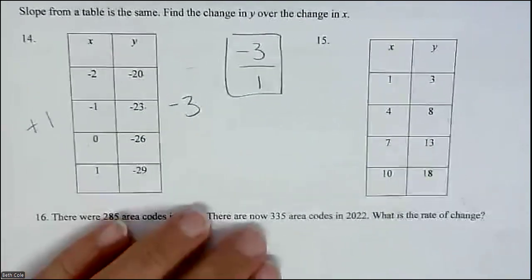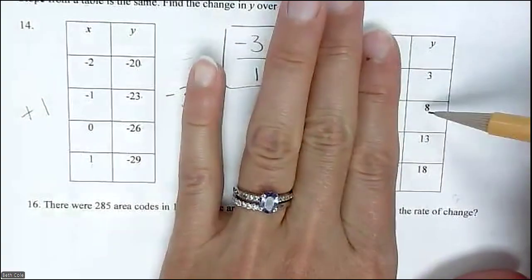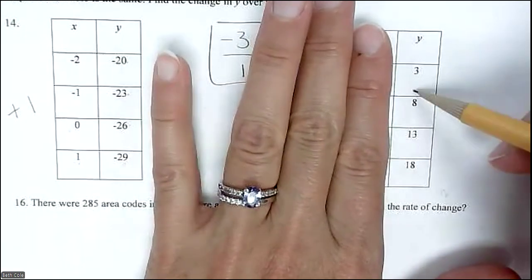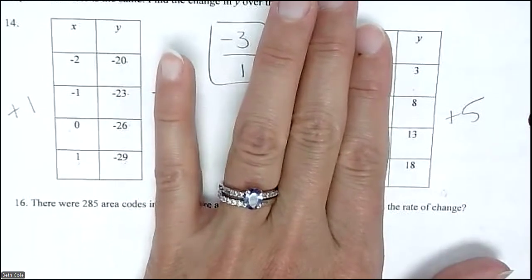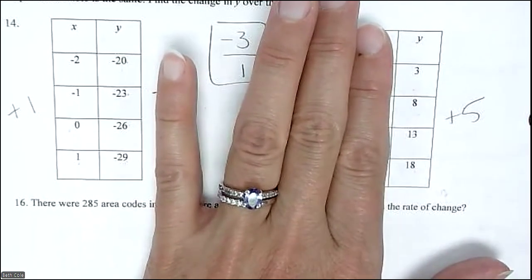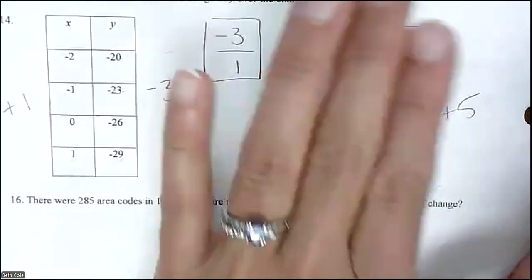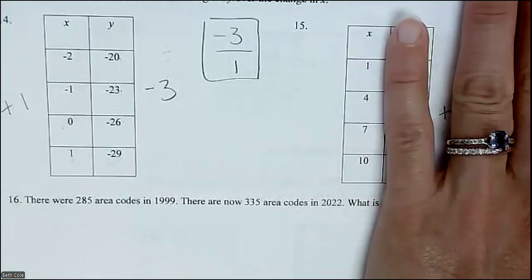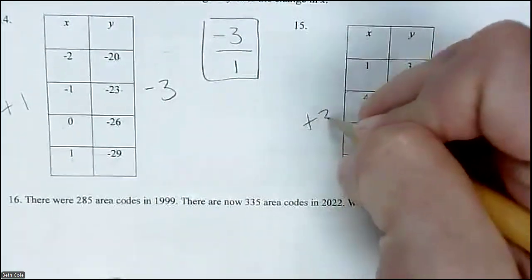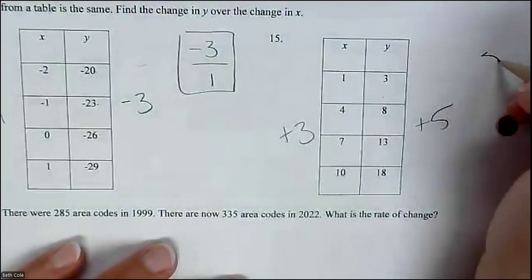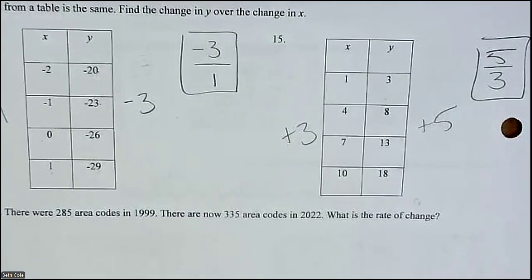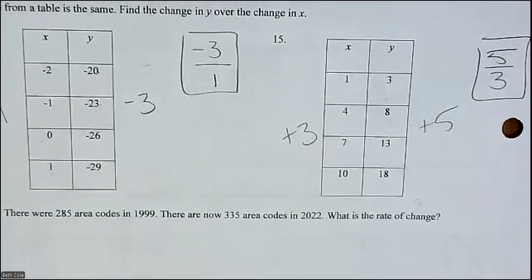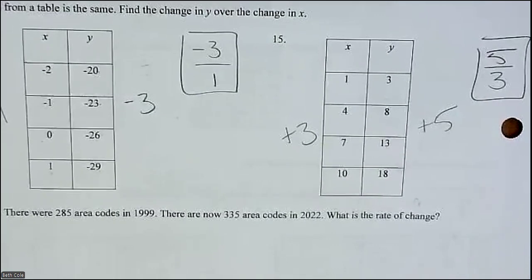Let's try it again. Hey guys, look at the y's. 3, 8, 13, 18. What's happening in the pattern? Up by 5. Good job. See, you can count to 5. Told you I believed in you. All right. Now, if I cover this up, 1, 4, 7, 10 is plus 3. So it's 5 over 3. Boom. Got that? All good? Yeah, that's the way numbers work.